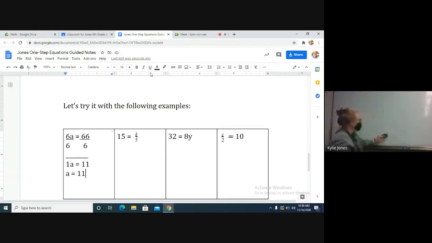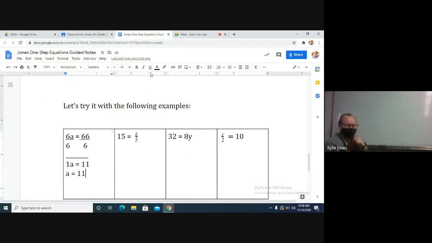Okay. So there's a division one, or multiplying. Yeah, they're the same thing. 1A is the same as just having an A. You just don't have to have the coefficient in front of it of 1. It's just kind of an invisible one.